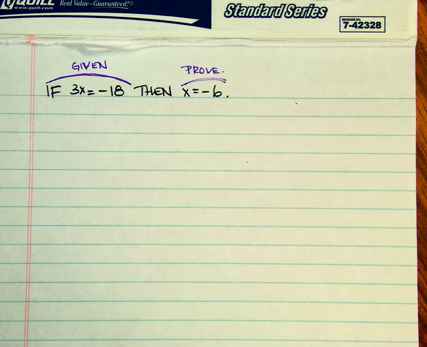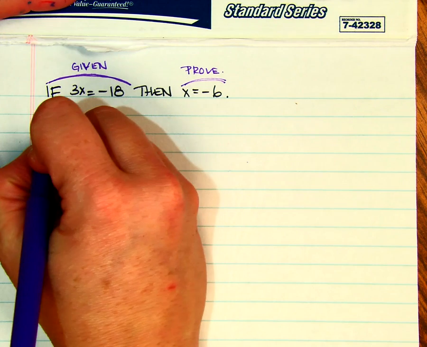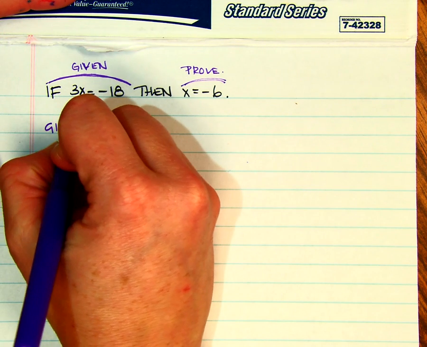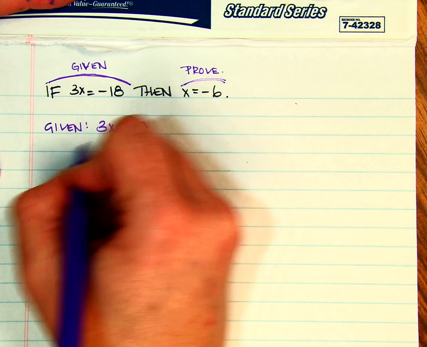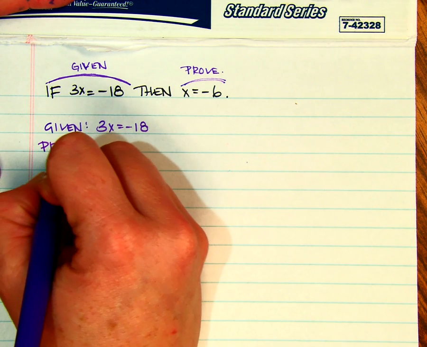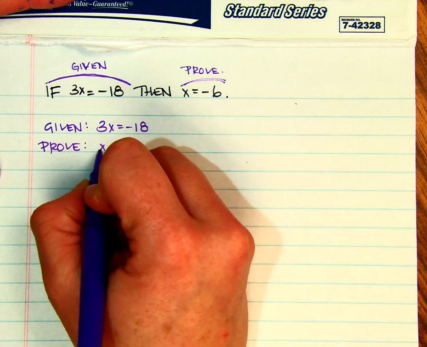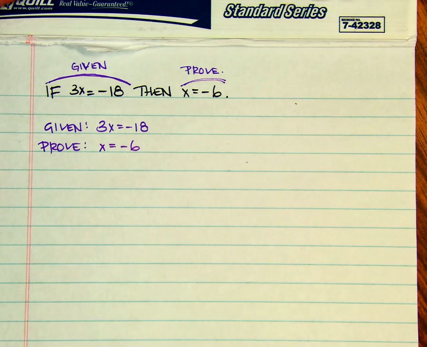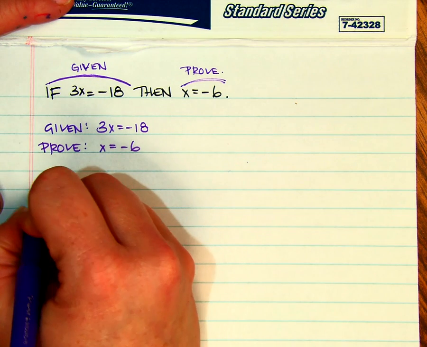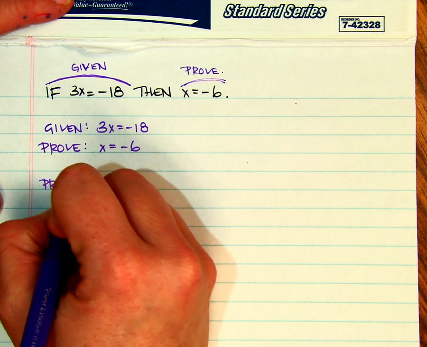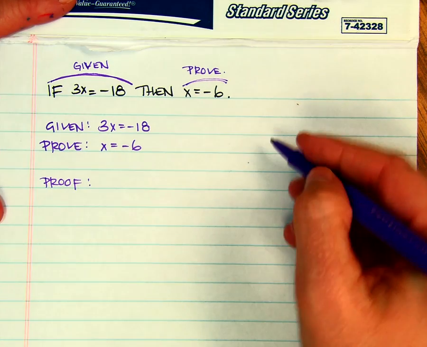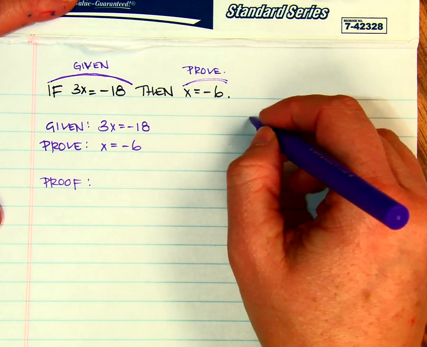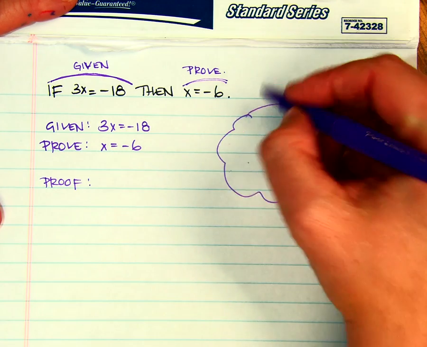So what we will often see is it'll jump right to the actual formality of the proof and just write it as given: 3x equals negative 18. Prove: x equals negative 6. Proof, meaning that what's following is going to be your actual proof. When we get into geometry, you will have a diagram here.